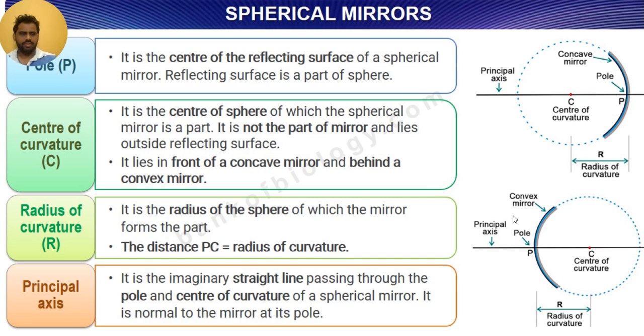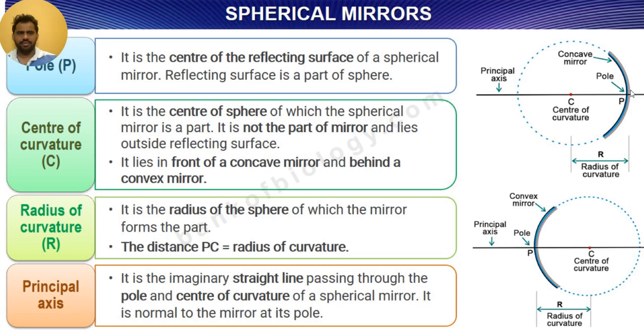Center of curvature. What is the center of curvature? It is the center of the sphere of which the spherical mirror is a part. It is not a part of the mirror and lies outside the reflecting surface. The center of curvature for concave is this, for convex is this. It lies in front of a concave mirror and it lies behind a convex mirror.